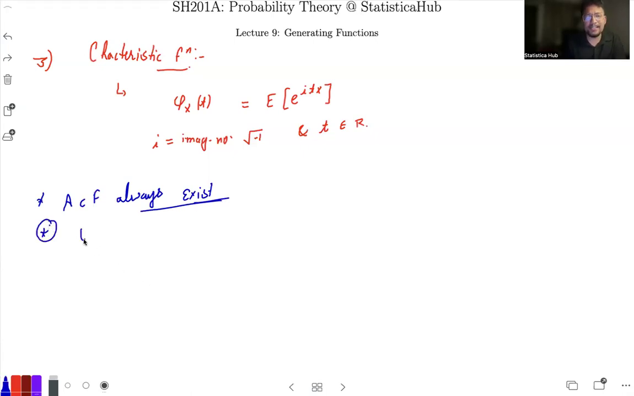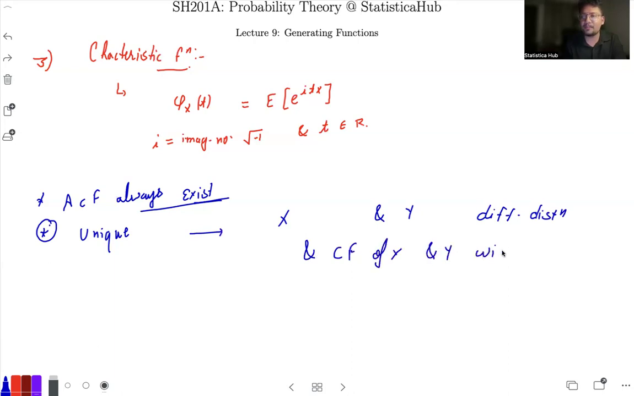Moving ahead, again, it is unique. That means to say if X and Y are two different distributions, then the characteristic functions of X and Y will be different. For different distributions, the characteristic function will be different. That means it is holding the property of uniqueness.